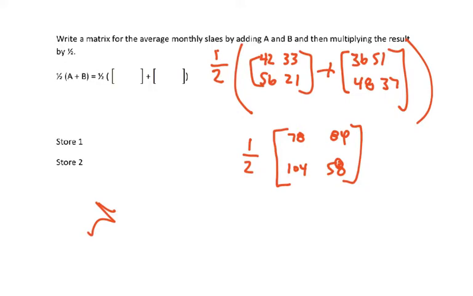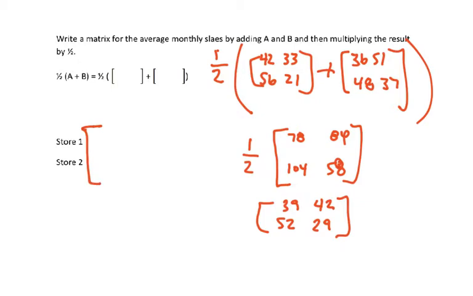Okay. And now I'm multiplying all those numbers by 1/2. So half of 78 is 39. Okay, and half of 84 is 42. And then half of 104 is 52. And half of 58 is 29. So the average between the 2 months for store 1 was 39 dogs, 42 cats. For store 2, it was 52 dogs, 29 cats.